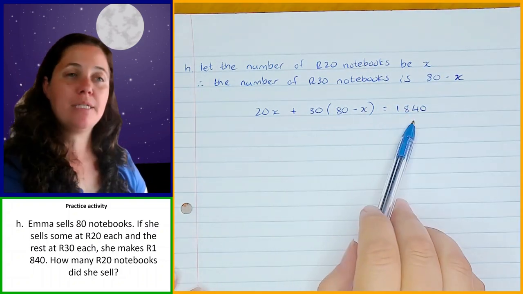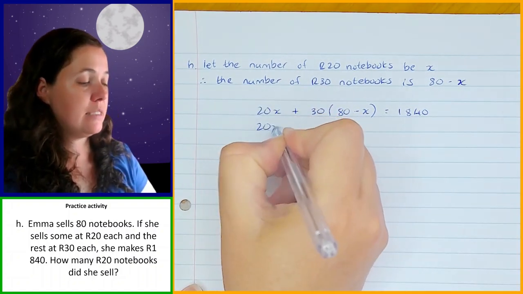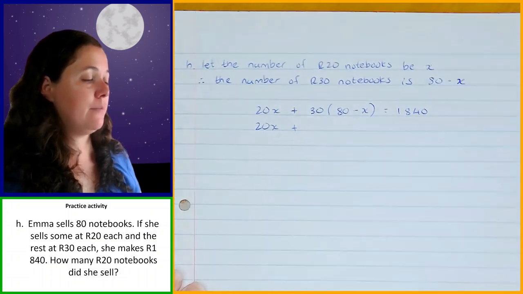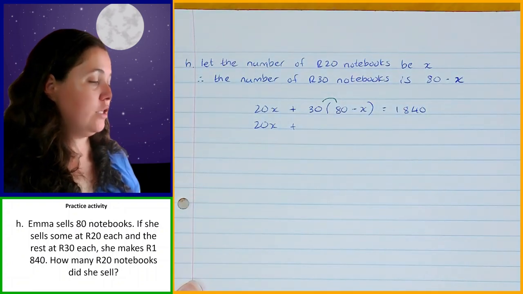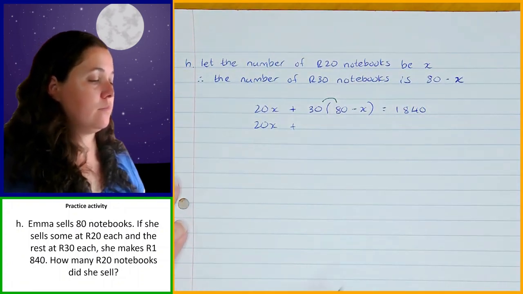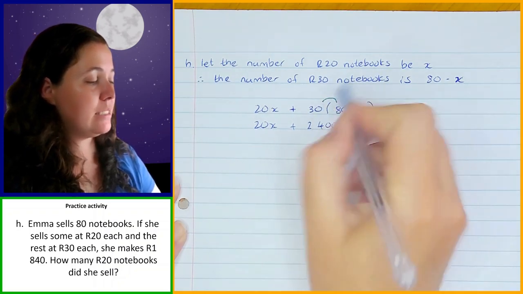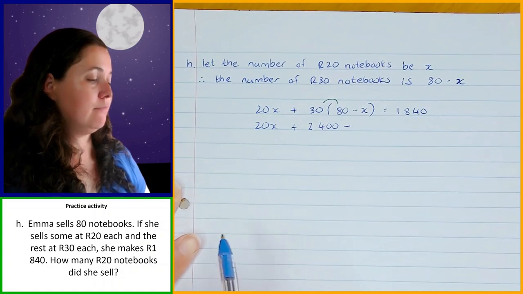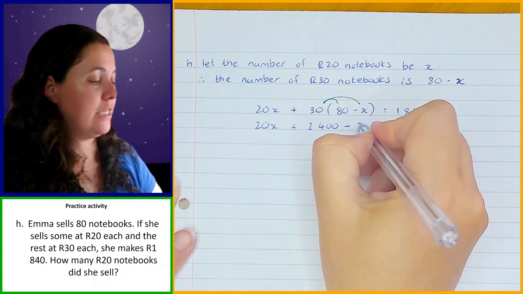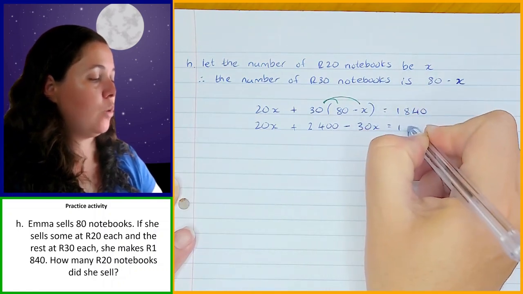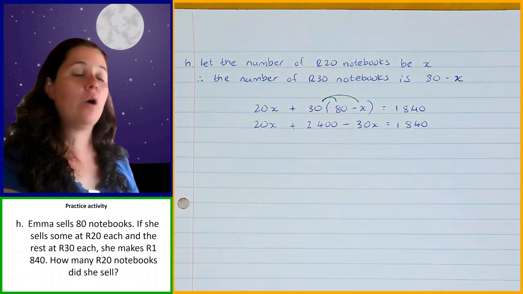Once you've got your equation set up, you then need to go and solve that equation. So that gives me 20x plus, I'm going to multiply in here, 30 times 80 is 2,400, minus 30 times x, which is 30x. And that equals 1,840.